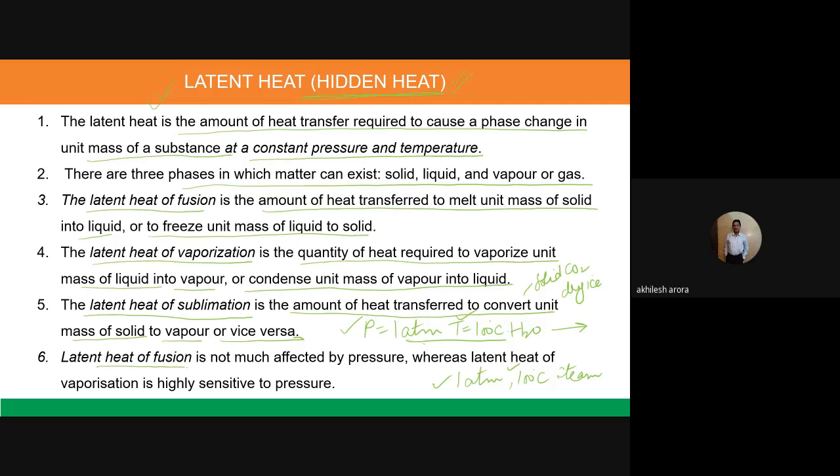Then there is an important thing: latent heat of fusion is not much affected by pressure, whereas latent heat of vaporization is highly sensitive to pressure. So even if the pressure varies a little bit, the latent heat of fusion will not be much affected, whereas the latent heat of vaporization, during which the liquid is changing into vapor, is highly sensitive to pressure. Okay, but it may not be required for your studies actually. If you are not from mechanical engineering, you may skip it; if you are from mechanical engineering, you should remember this.